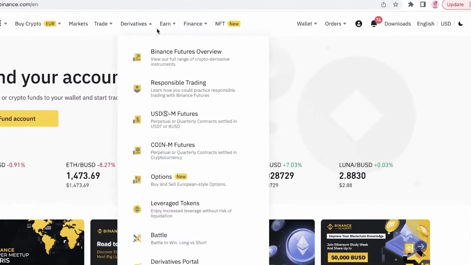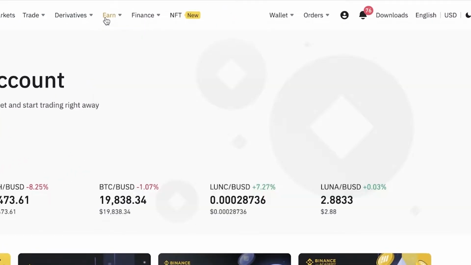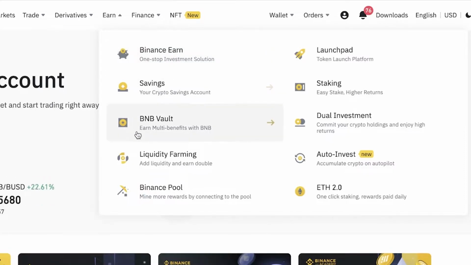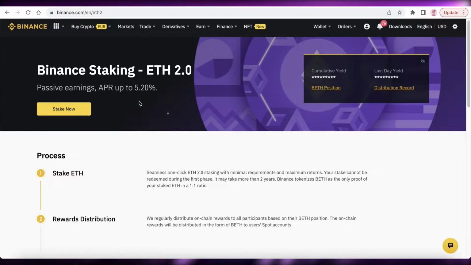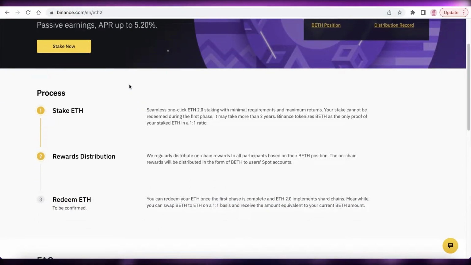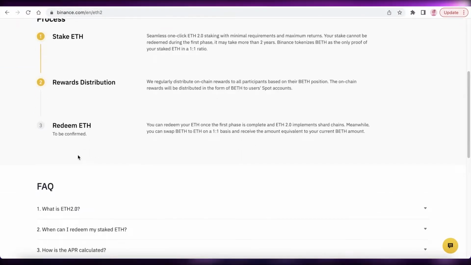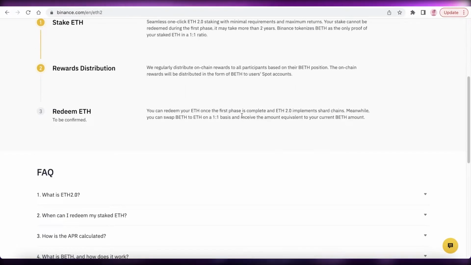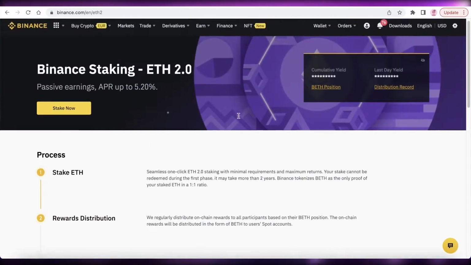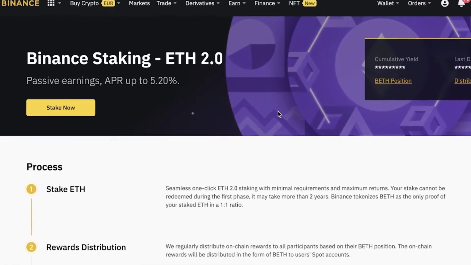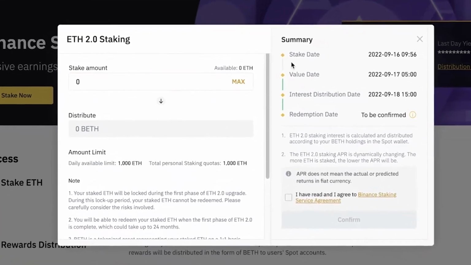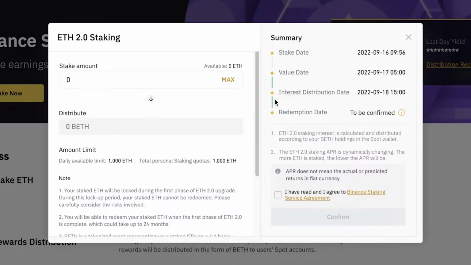And you can see in the earn section, if you go into your earn section, you can simply go into ETH 2.0, and you can see in Binance staking you have ETH 2.0 where you have passive earnings, and if you scroll down over here you can stake ETH, get the rewards distribution, and then later on redeem your Ethereum. Now the problem with this is that often in Ethereum 2.0 staking, your money can get locked in a contract for a long amount of time.